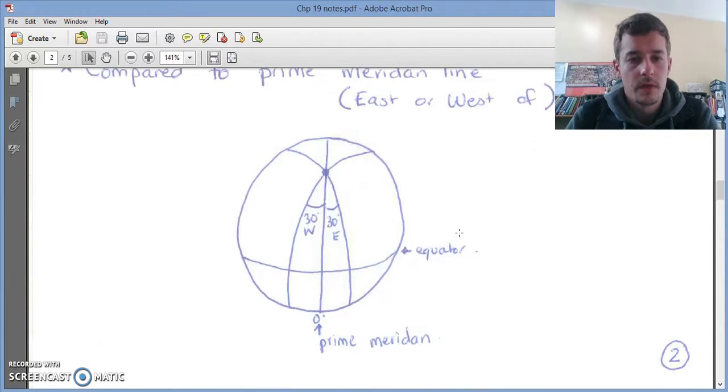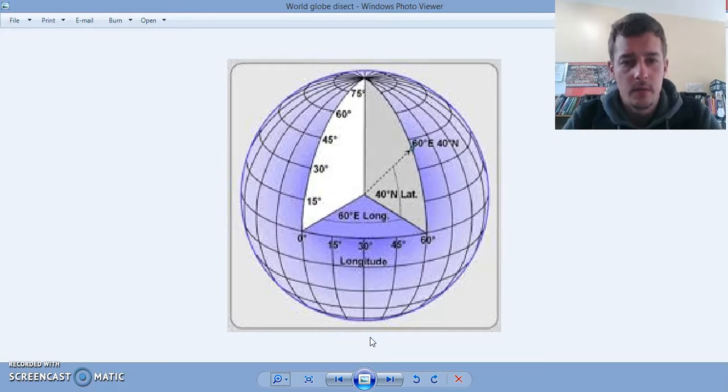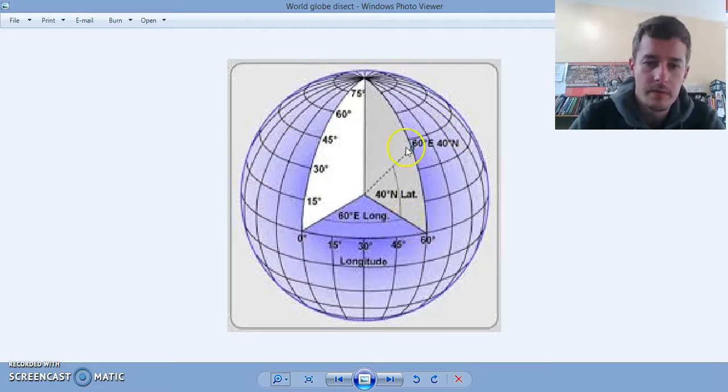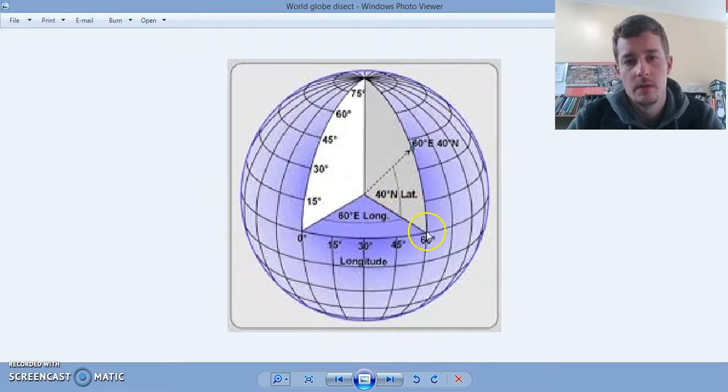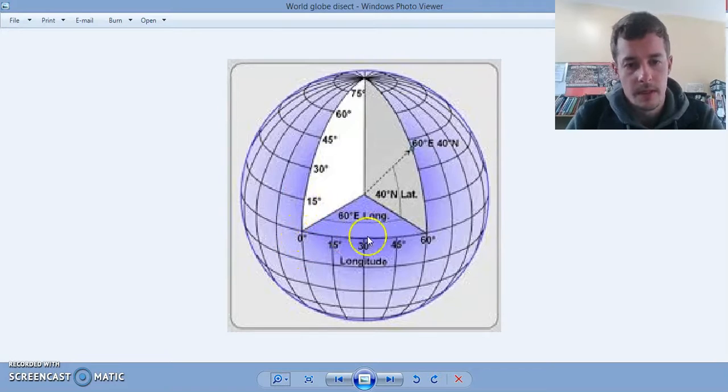So if we look at that as a cutout, this is what we want to be trying to find. We want to be trying to find these segments in the world, using the radius of the world to find these segments for latitude and these segments for longitude. For example, in this case here, we're 40 degrees north on latitude because we're 40 degrees north of the equator. In this case, that's our prime meridian line here because it's 0 degrees. We are 60 degrees east of the prime meridian line, so that's where we get our segments from.